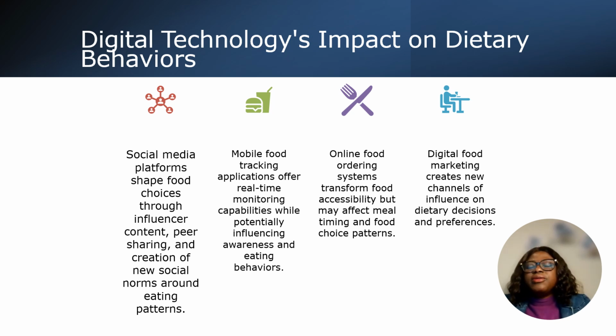Online ordering systems are a very important part that is also affecting accessibility. We know that it's easier for people to just order food rather than prepare their own food, and it's becoming more popular. It has the potential to affect meal timing, so people can eat anytime. If at night time people are ordering food and eating, that could also affect the choices and patterns people are making. So the ordering system is really huge.